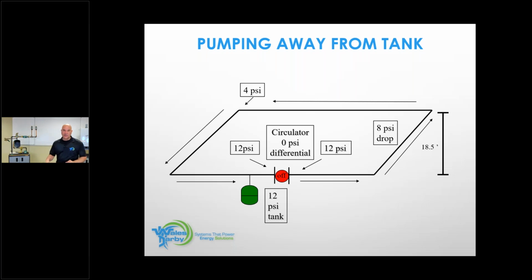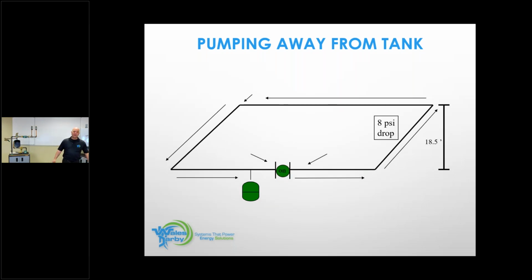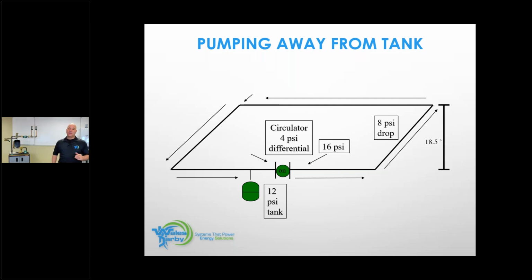All right, well, let's turn the circulator on. Circulator is now on. Circulator creates that 4 PSI differential. Tank stays at 12 PSI. Outlet side of the circulator, it was 12, add 4 to that, it becomes 16. We climb the hill. Backside of the circulator, because we're at the point of no pressure drop, stays the same. That's where our feeder, expansion tank, and everything is. Even though we're going to lose 8 PSI climbing that hill to the 2nd or 3rd floor, 18 and a half feet up, we've actually increased our pressure up here at the highest point.